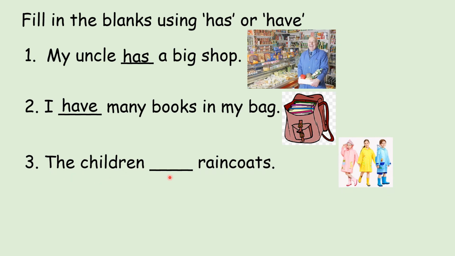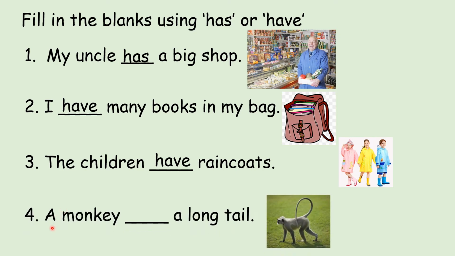The children dash raincoats. Whom are we talking about? Always find out whom we are talking about in the sentence. We are talking about the children, not raincoats. We are talking about the children having raincoats. So what will we use? Has or have? Children are many. Have.